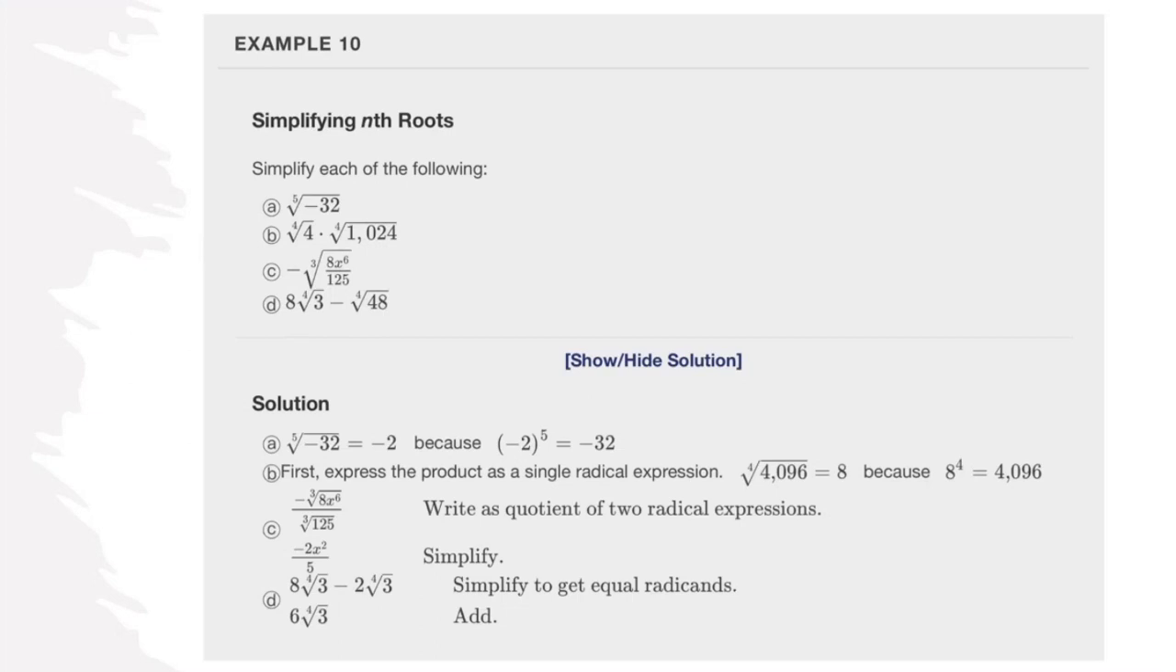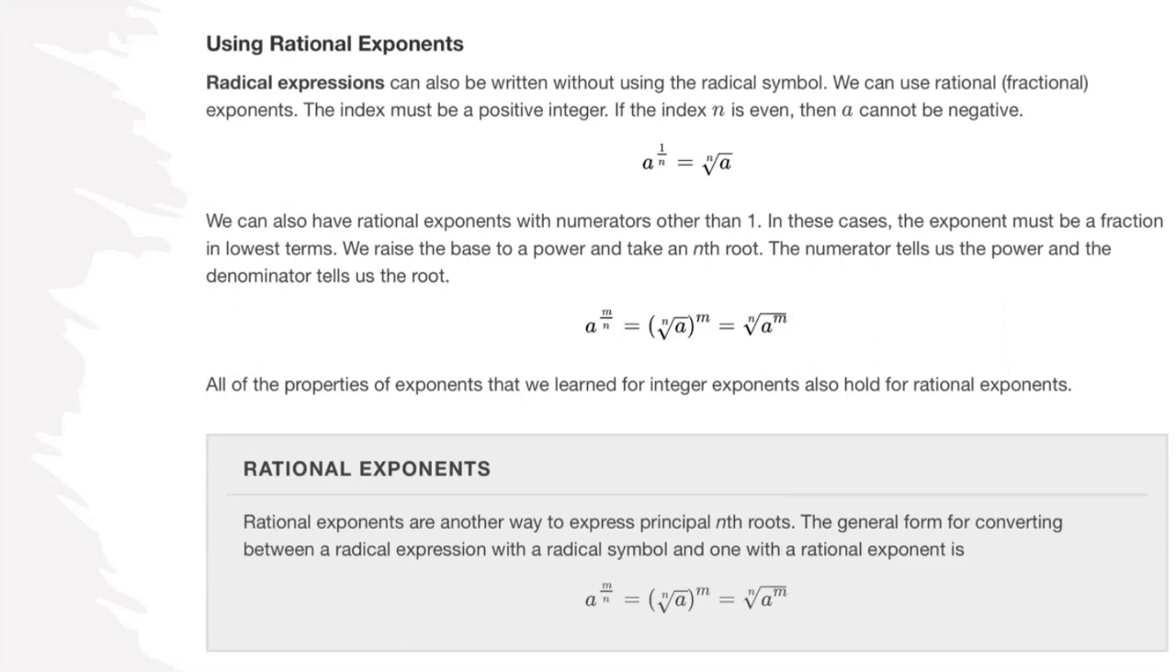All right, I think for part B, they broke them apart and then simplified, but I think we got that same result. And then for part D, we got the same thing. Okay, we're gonna let that be. So radical expressions can also be written without using the radical symbol, right? So this is what we were just doing. I just jumped ahead and used this because I felt like it was a little bit easier. We can use rational or fractional exponents.